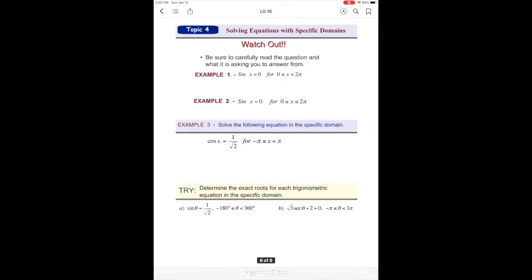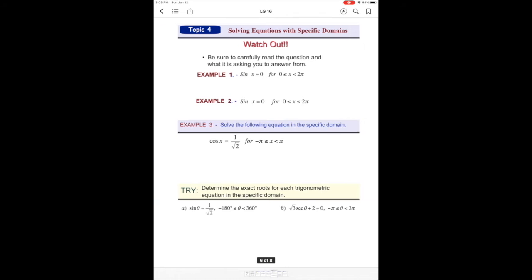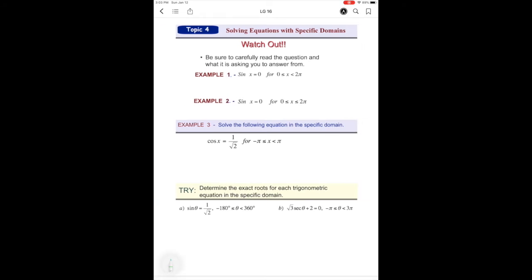All right, let's look at topic 4 now. Topic 4, I call it "watch out," because it's all about being able to read really well. So you just have to really read. I'm just going to show you the difference between these two.